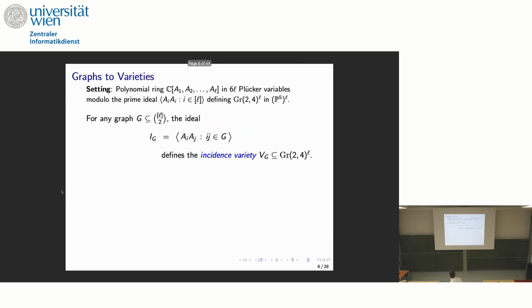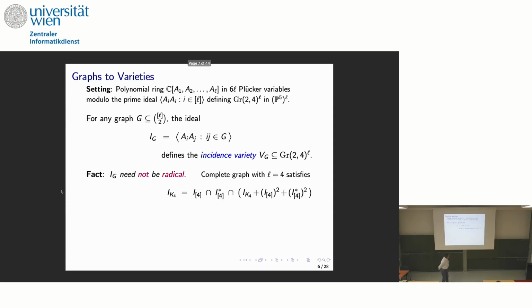Do I have multiplicity? Yeah, okay, that's a scheme. Okay, we're going to get there. So I said variety, but it's actually a scheme. Okay, it is a scheme, right? So I_G need not be a radical ideal. So we have interesting embedded multiplicity structure, and we see this already for the complete graph with 4 vertices.